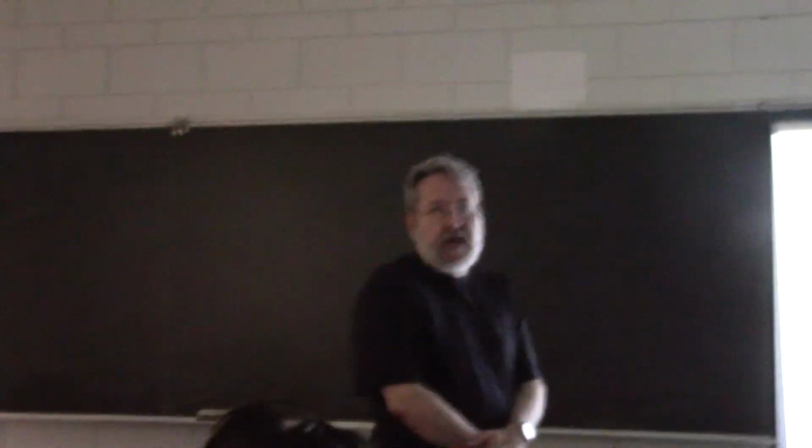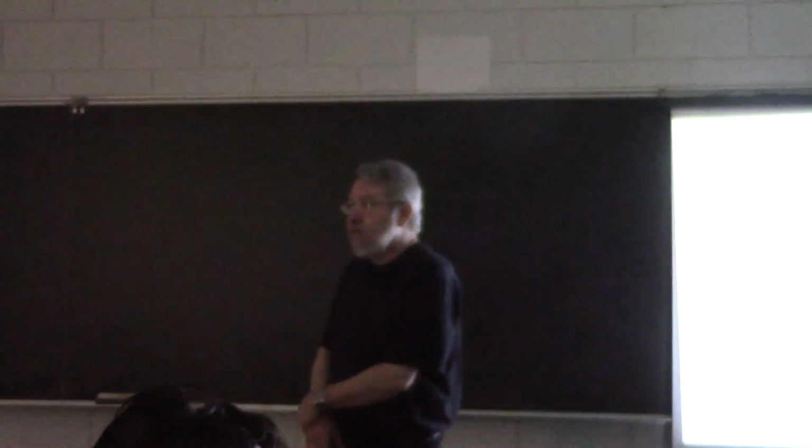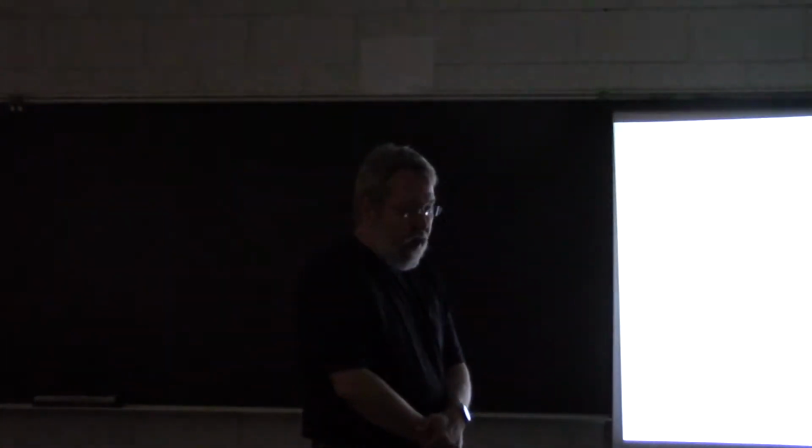This is intended for a broad mathematical audience, so I'd like to just begin by reminding you about some of the basic concepts in Riemannian geometry. So a Riemannian metric is a positive definite inner product on the tangent space of a manifold that varies in a smooth way as you go from point to point.